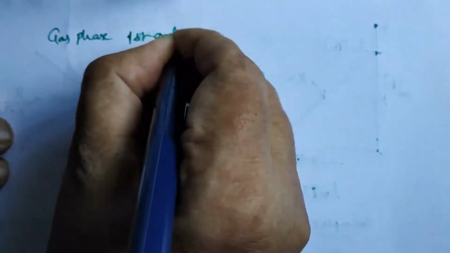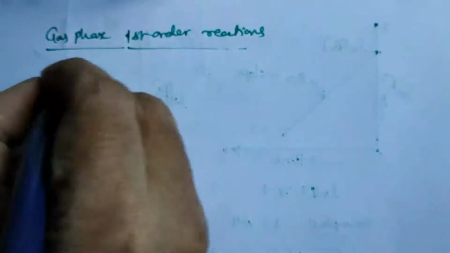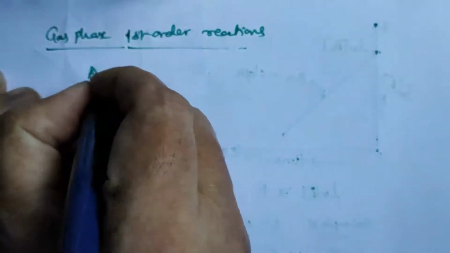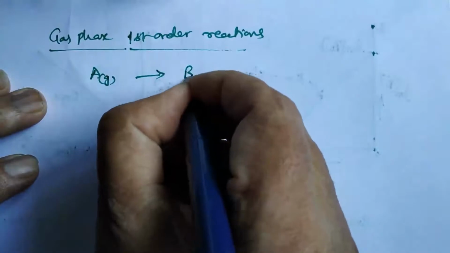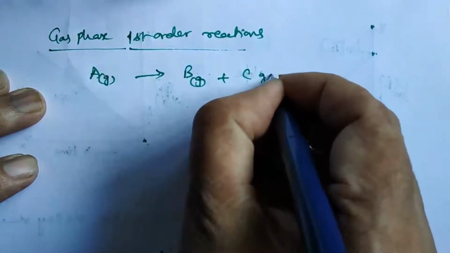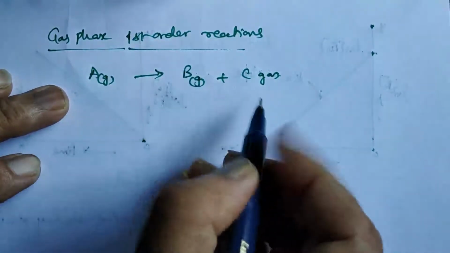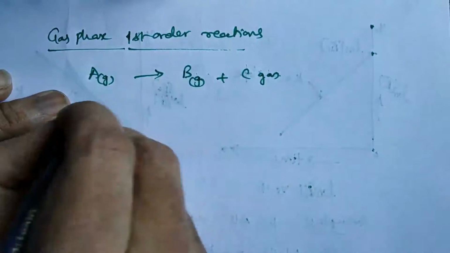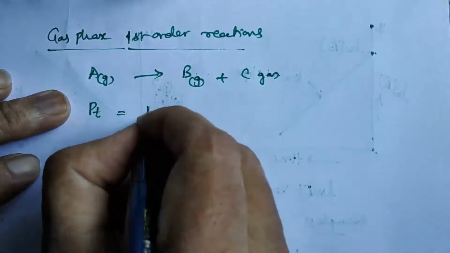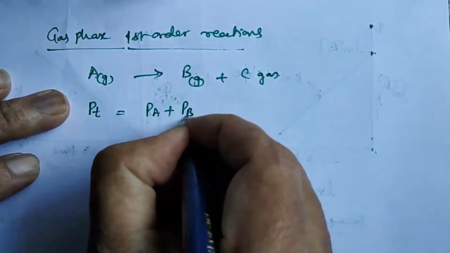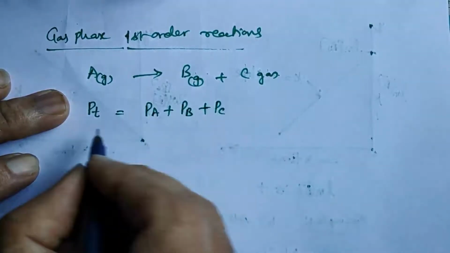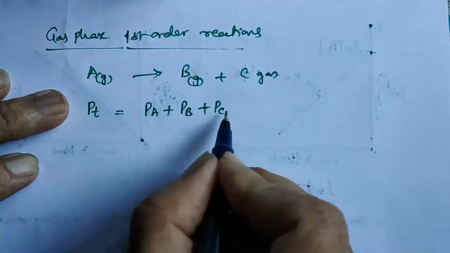Next one is gas phase first order reactions. For example, if we take A, a gas, it gives rise to B gas plus C gas. That is the chemical reaction: A gives rise to B plus C, all in the gaseous form. So the total pressure as per Dalton's partial pressure law, Pt is equal to Pa plus Pb plus Pc.